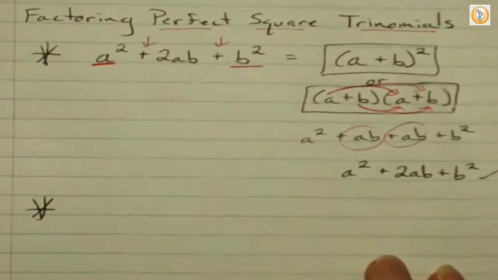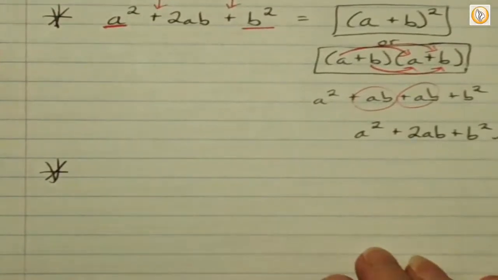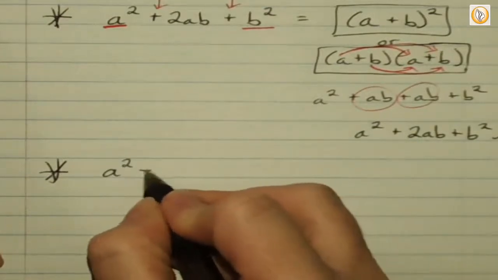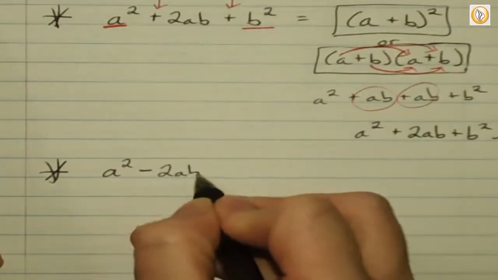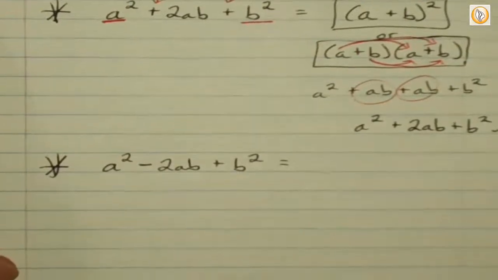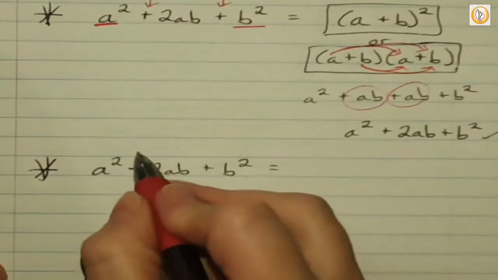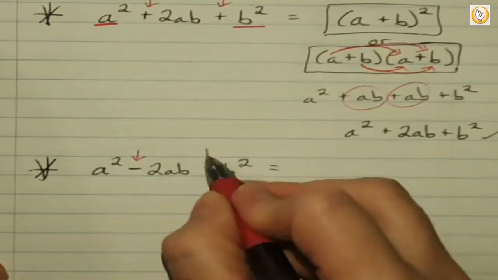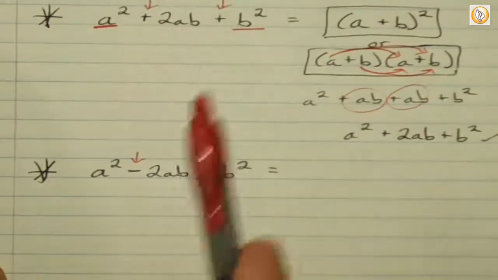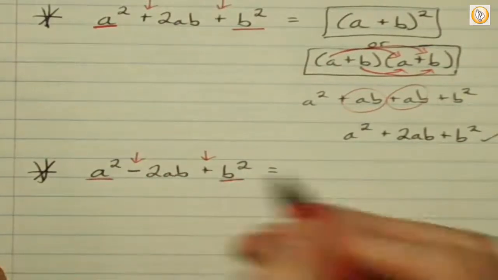Here's another big star. What if I have a squared minus 2ab plus b squared? Notice the difference. This time I have a minus and a plus. Before I had 2 pluses. This time a minus and a plus. Here's a perfect square, here's a perfect square.